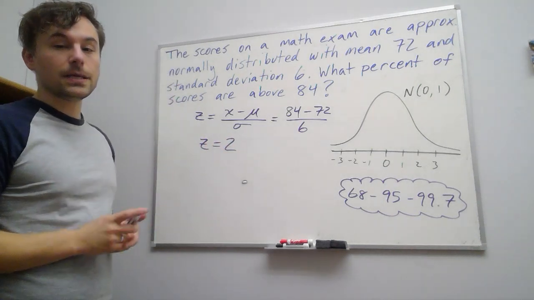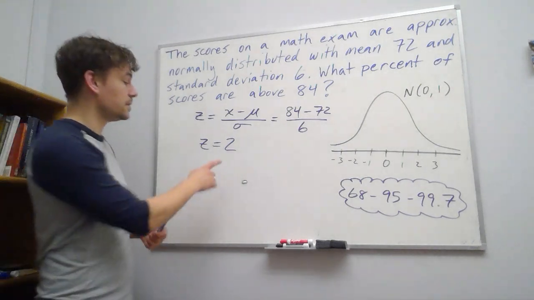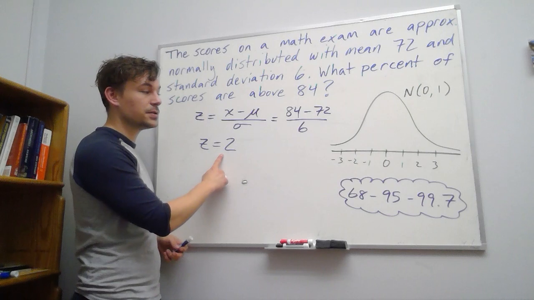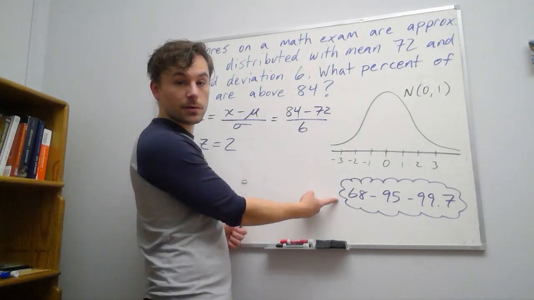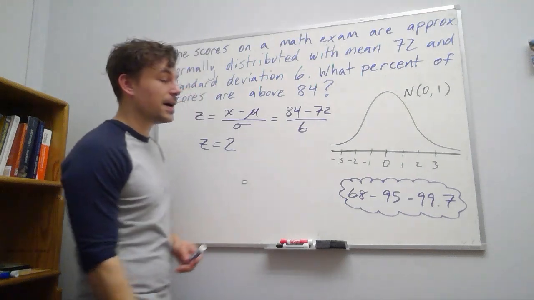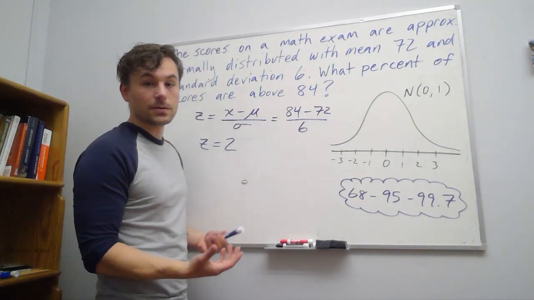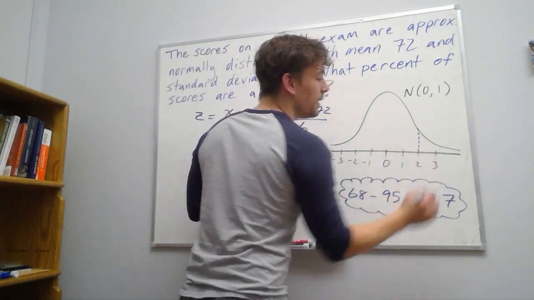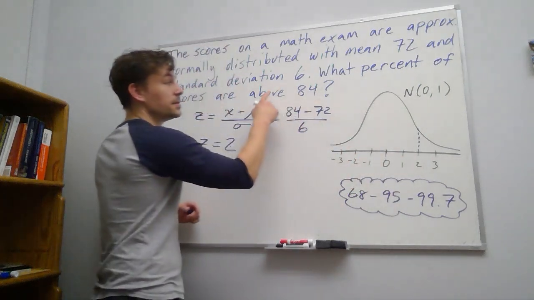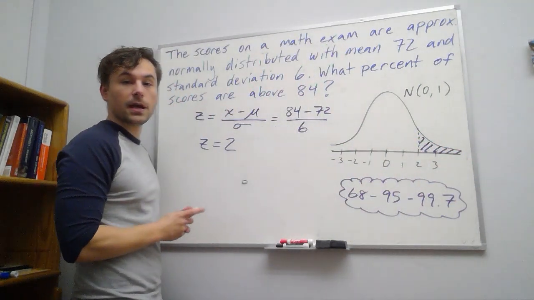Now, if we're exactly 1, 2, or 3 standard deviations away from the mean, which is what this means, we're 2 standard deviations above the mean. That allows us to use the empirical rule, the 68, 95, 99.7 rule. This is just a rule of thumb. Those values aren't exact, but they're pretty good. So if we want to find from 2 standard deviations and higher, we're looking for the shaded area there.